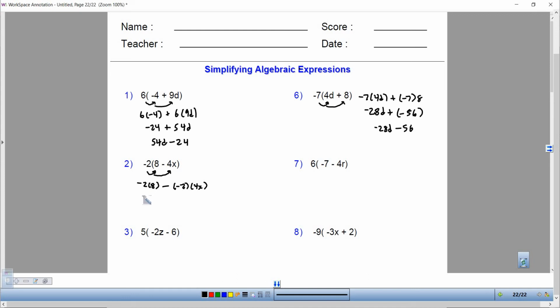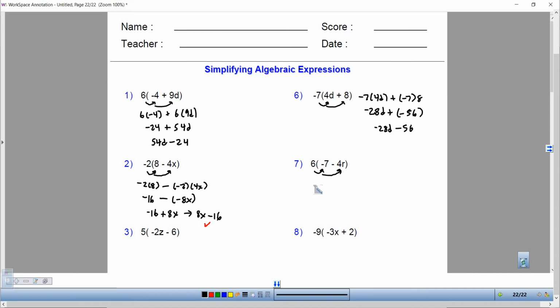So here we go. Negative 2 times 8 is negative 16. Minus negative 2 times 4x would be negative 8x, but subtracting a negative is the same as adding a positive, so this would become negative 16 plus 8x. And again, what you're more likely to see would be 8x minus 16. Again, this is not incorrect, but this one right here is our preferred answer. If you were doing a multiple choice assignment, that's probably what you would see here. Just trying to make you aware of what you're going to see most often.